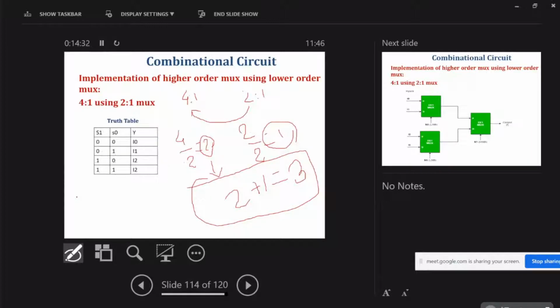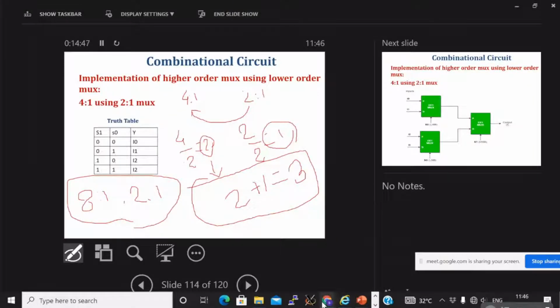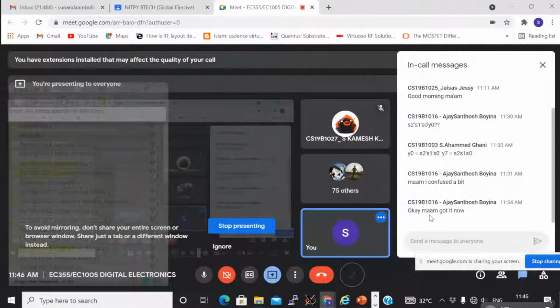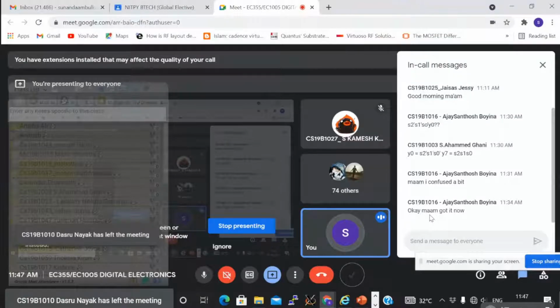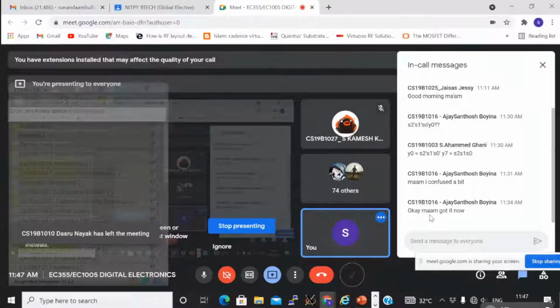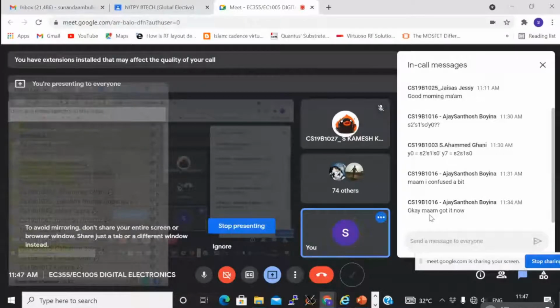Okay, next, how many 2x1 muxes do we need to implement 8x1 mux? Tell me, we need to implement 8 cross 1 mux with the use of 2 cross 1 mux. Tell me how many muxes we need. CS19B1027, tell me how many muxes we need to implement 8 to 1 mux.